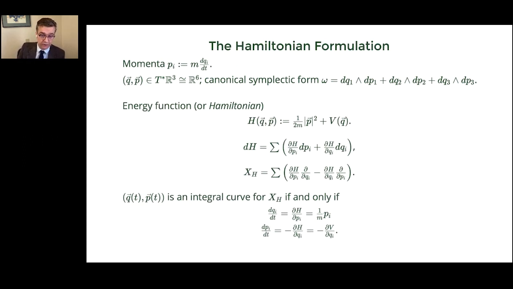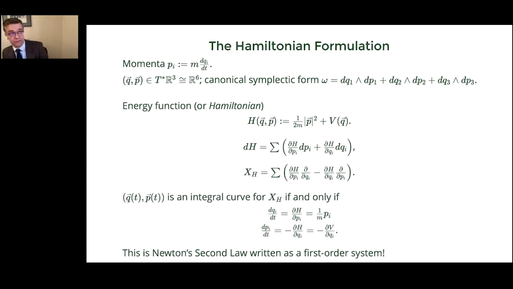Well, that's the definition of momentum, right? pi is m times dq dt. And dp dt should be minus dV dq. Again, V was the potential and q is the position. And if you stare at this for a while, you eventually realize, wait a minute, this is Newton's second law written as a first order system. Of course, Newton's second law was a second order differential equation. If you introduce the first derivative variables and turn that into a system of first order differential equations, this is exactly what it is.